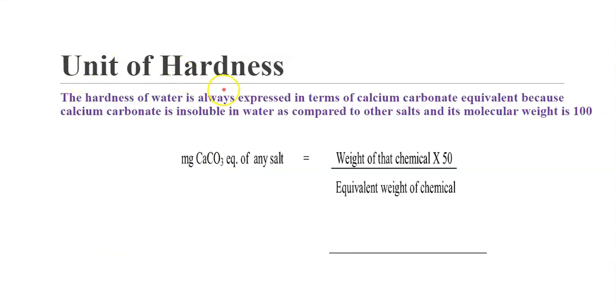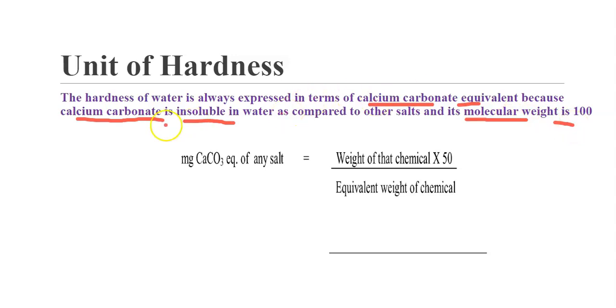Hardness of water is always expressed in terms of calcium carbonate equivalent. Why? Because we have seen that calcium carbonate is insoluble in water. When we boil water containing calcium bicarbonate, it gets converted into insoluble calcium carbonate. So calcium carbonate is one salt which is insoluble in water as compared to the other salts, plus its molecular weight is 100, so it is easy for calculation purposes.